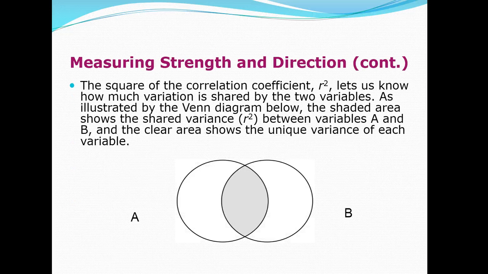Let me demonstrate this. Here is a Venn diagram, and what you can see here is that the square of the correlation coefficient, which is R squared, will tell you how much variation is shared by the two variables. If you look at the shaded area in the middle, that is the shared variance, or what we call the R squared, between variables A and variable B. And the clear area shows the unique variance of each variable.